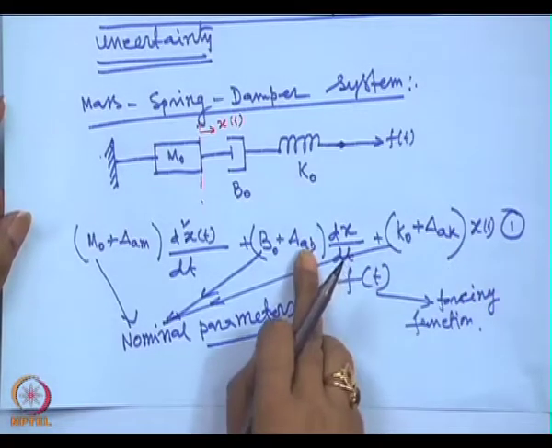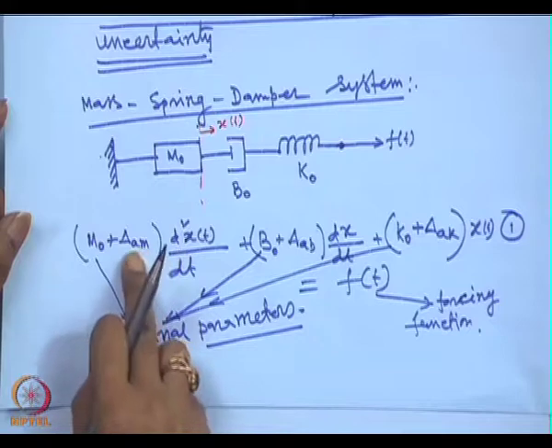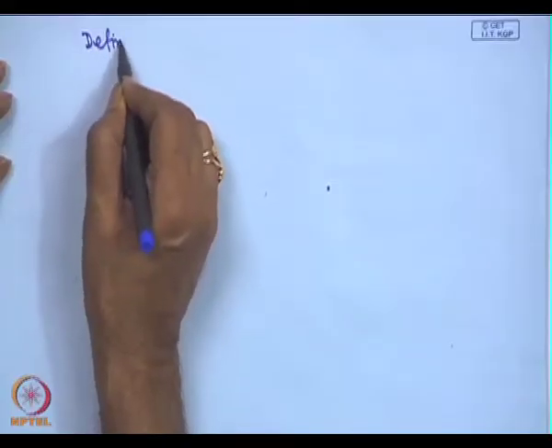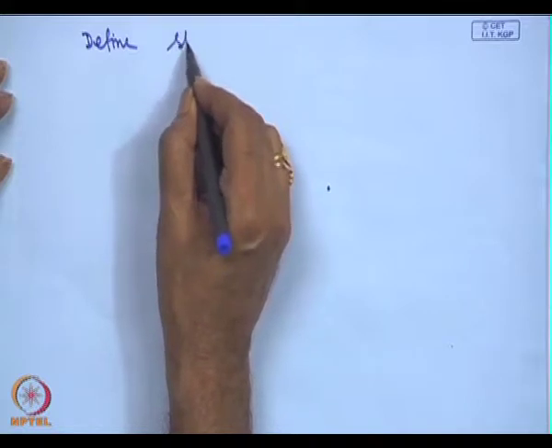Now, we will see how we can take out the parameter perturbations delta A b, delta A k, where k stands for spring, b stands for damping, and m for mass perturbation. How can we take them out from the plant model? So, define the state variables.